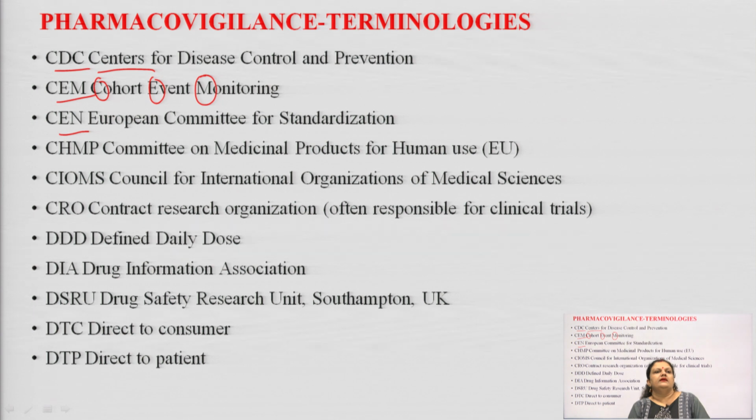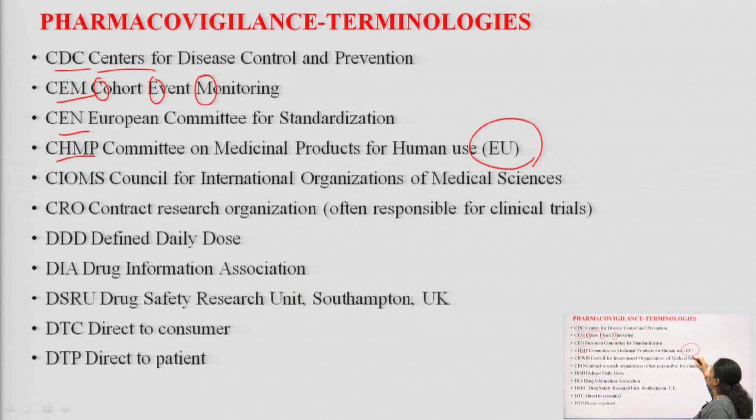It is the abbreviation or terminology given by the European Committee, which is in short known as EC, capital EC, European Committee for the Standardization of Different Class of Drugs, we can say medicaments or medical devices. Next is the CHMP. C stands for committee, okay, Committee on Medicinal Products for Human Use. Again you will see here in the bracket it is EU, which means this CHMP is given by the European Committee, the Committee on Medicinal Products for Human Use.